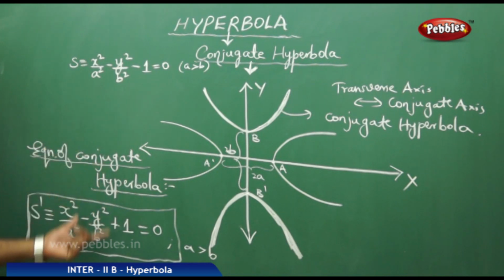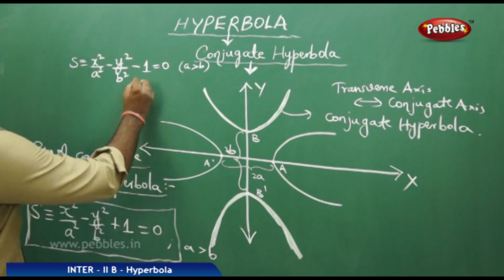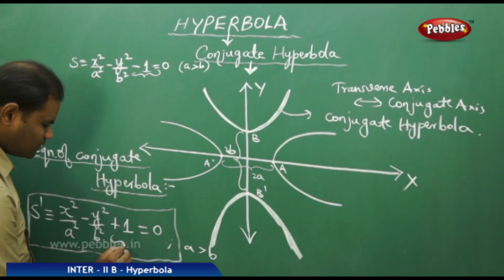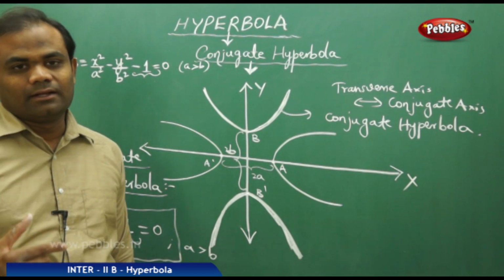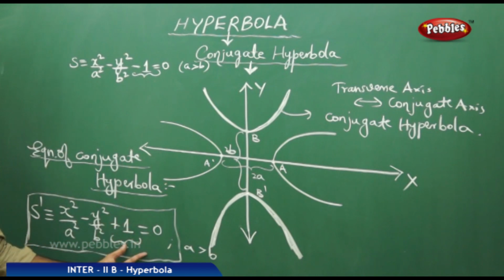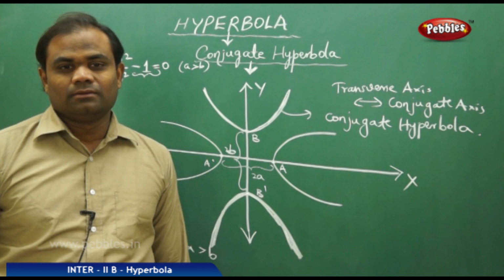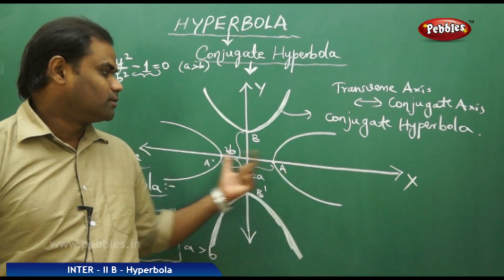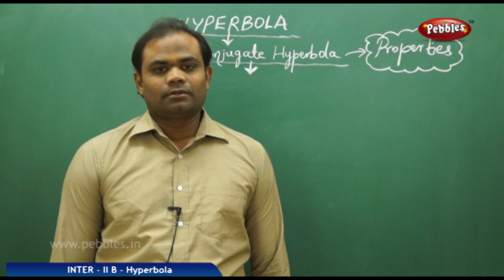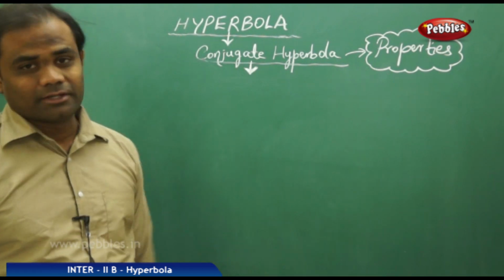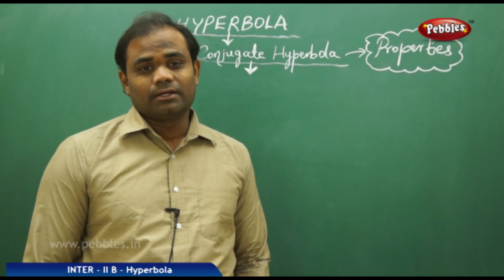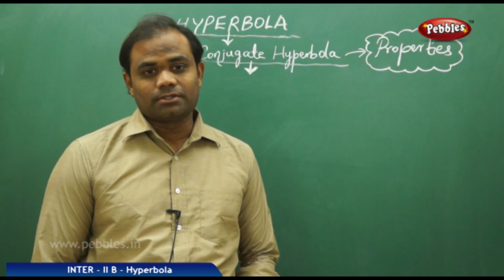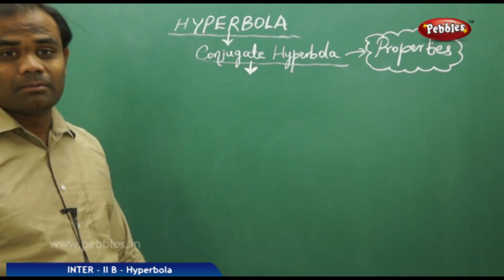So these two hyperbolas differ by minus 1 for the original, and plus 1 for the conjugate. So they differ by the sign of the unit 1: minus 1 to plus 1 and plus 1 to minus 1, giving the conjugate hyperbola of the given hyperbola. Now let's see some properties connected with the conjugate hyperbola, that is, the foci, directrices, and various other properties.